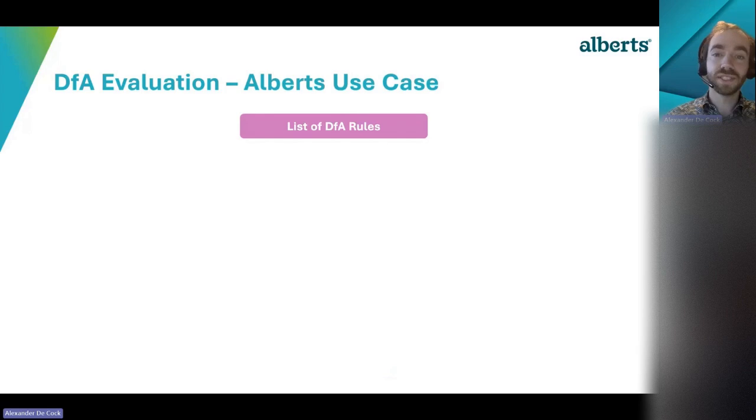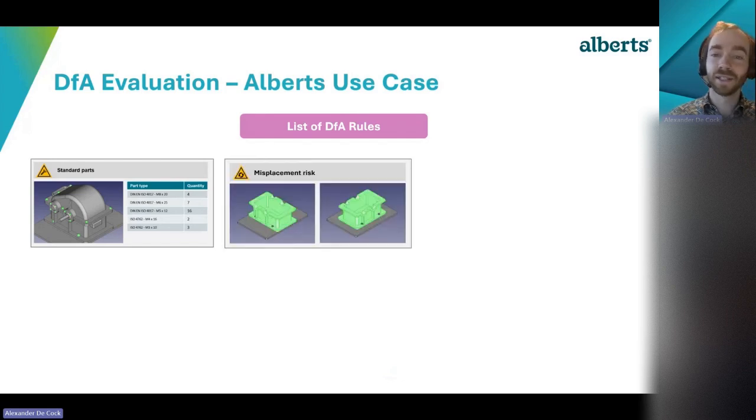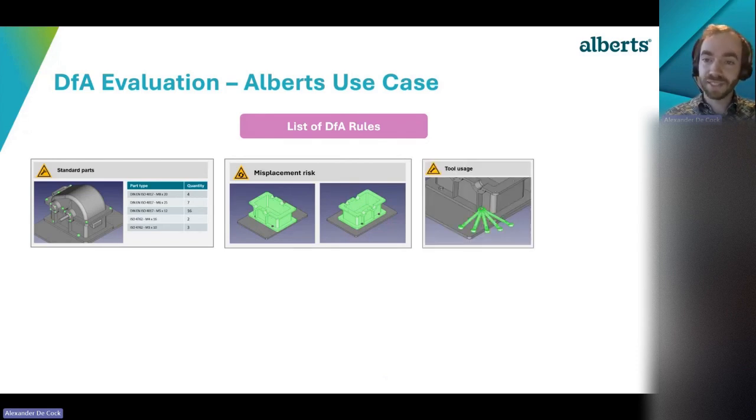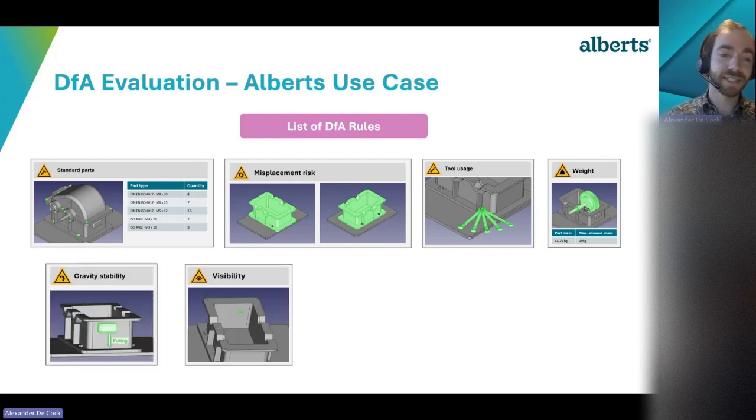So we have a portfolio of design rules. There are 7 in total. So there is a rule about detecting and counting the number of standard parts in your design. There is a rule about misplacement risk. Can a part be placed and connected in the wrong orientation? In other words, is there a risk that an operator makes a mistake? We have a rule that evaluates the insertion and usage of tools to attach fasteners. We have a rule that checks weights and sizes of subassemblies so that in each stage it can be guaranteed that the subassembly stays manageable by an operator.